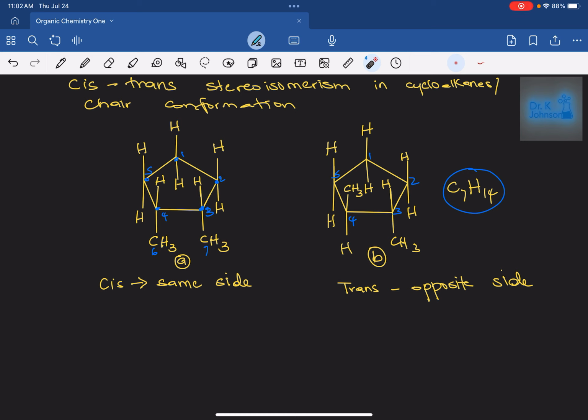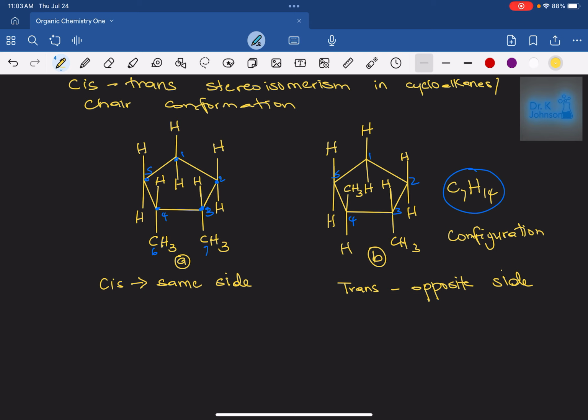They are specifically called cis and trans isomers, or we also call them configurational isomers, because the configuration at a particular atom is different. So they're also called configurational isomers, right? So just remember, cis same side, trans opposite sides.